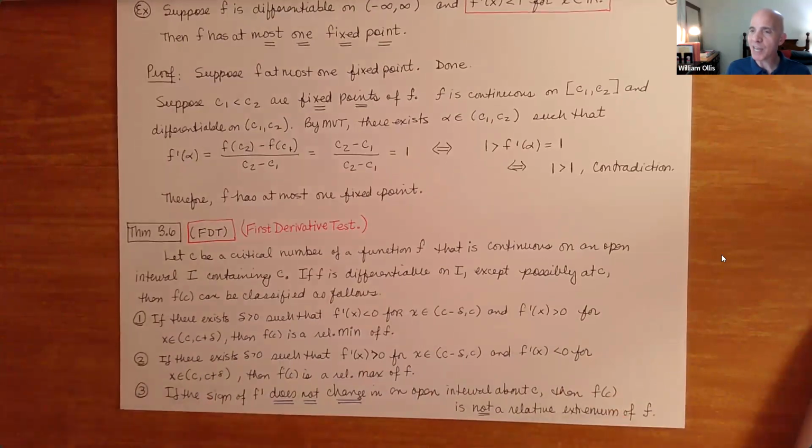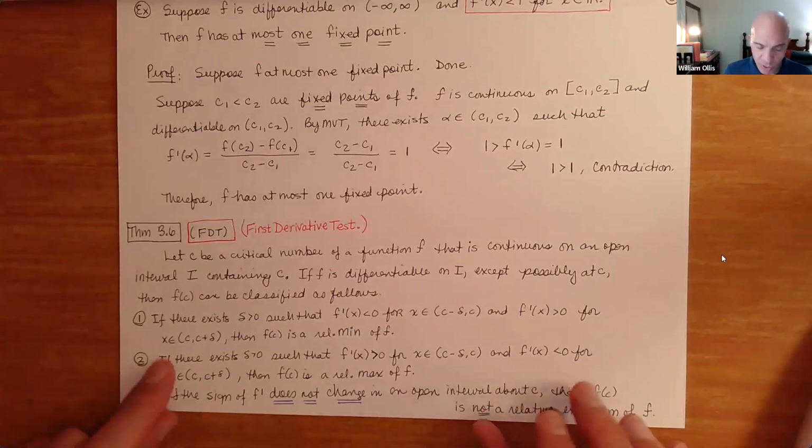Then f of C can be classified as follows. So just like I was saying before, what we want to do is look at the C and the nice symmetric interval, or not necessarily symmetric, we like symmetric, about C, and consider the sign of the derivative on either side of C. That's what's going to give us the relative extremum.